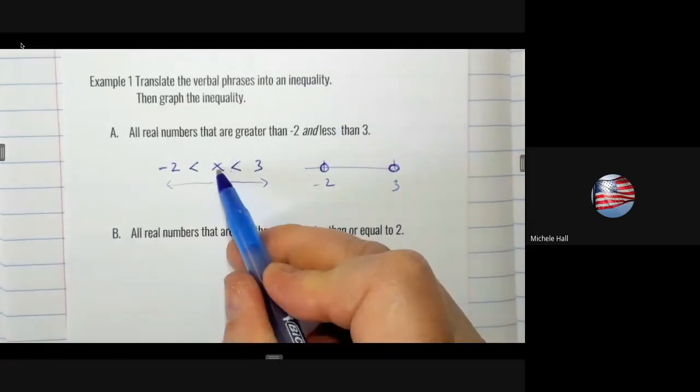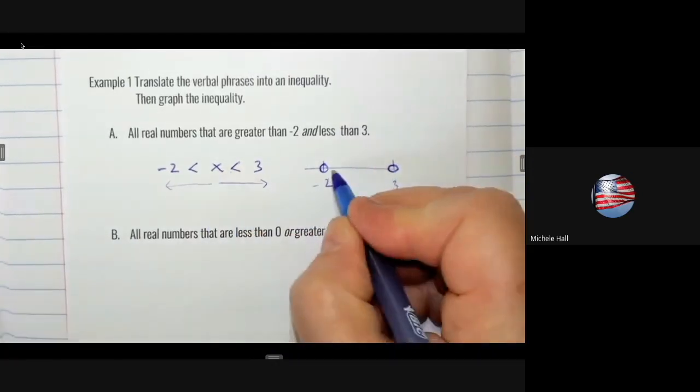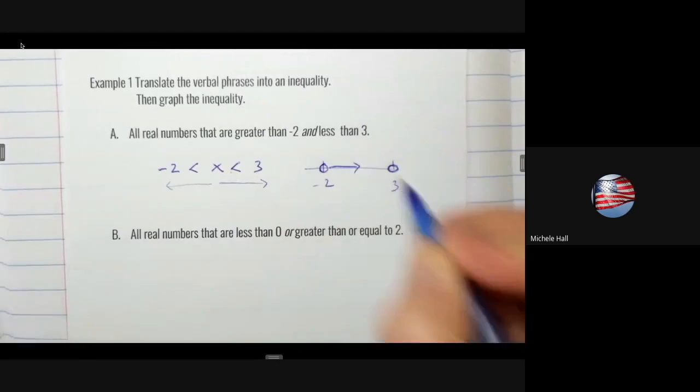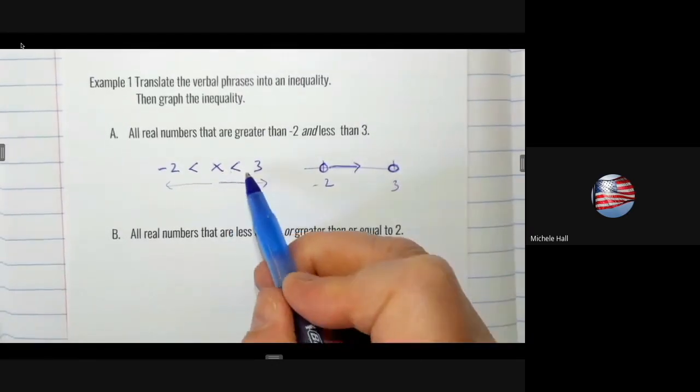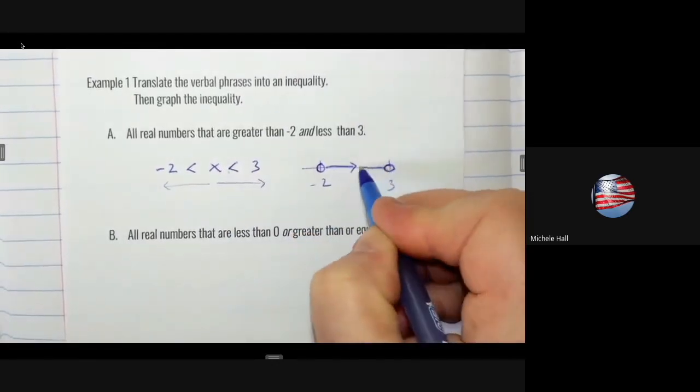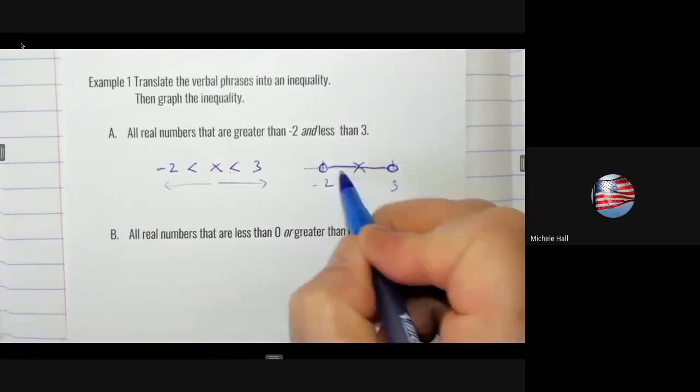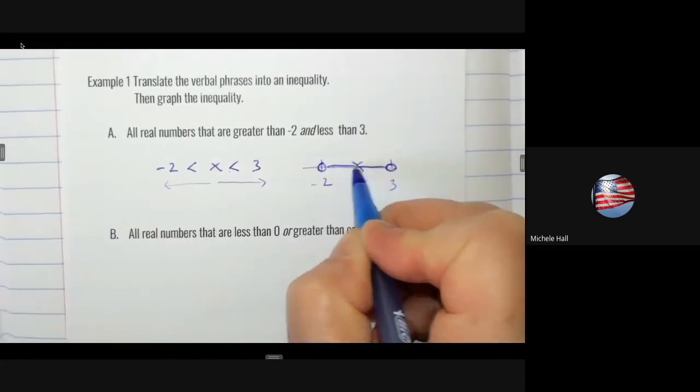We have that x is greater than -2. This is the greater than direction, getting bigger. x is less than 3. This is getting less. So what happens? They're meeting in the middle. We can just draw a straight line.